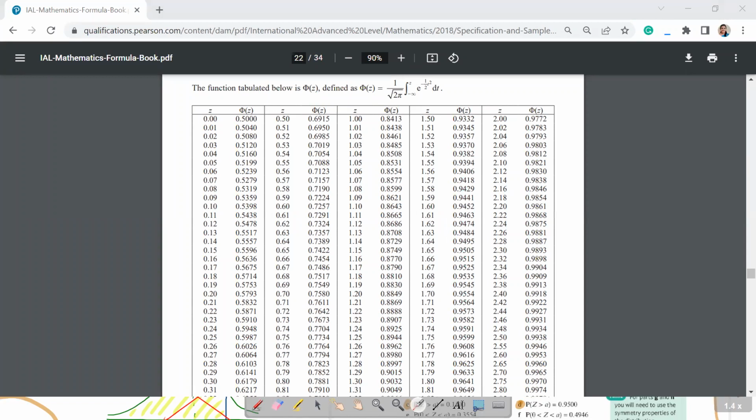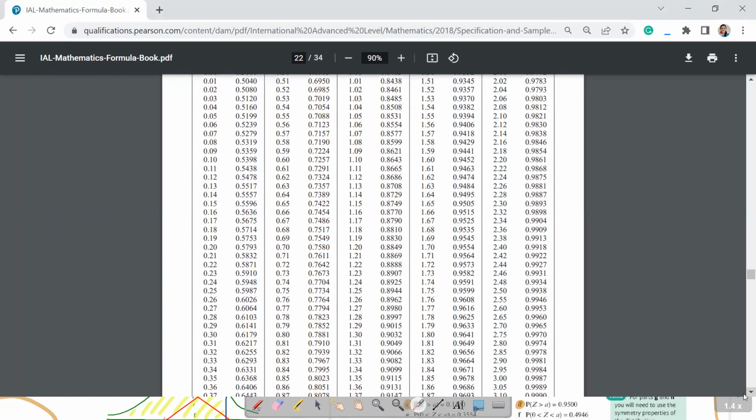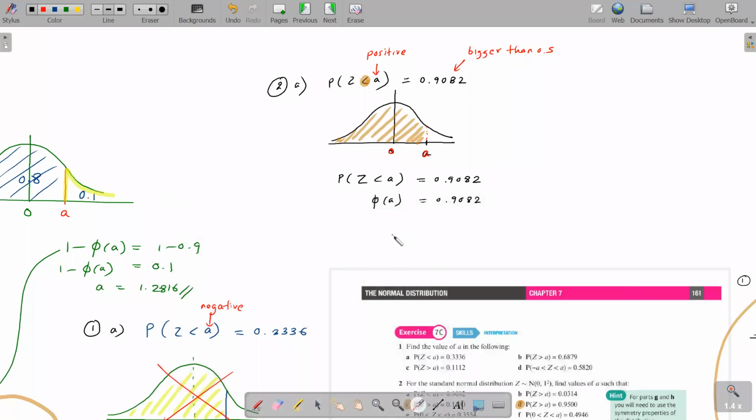Where do we get it? 0.9082. Yeah, here you can see, guys, 0.9082. That comes with the A value 1.33. That's it then. So this is going to be A is equal to 1.33. Positive way. That's all.